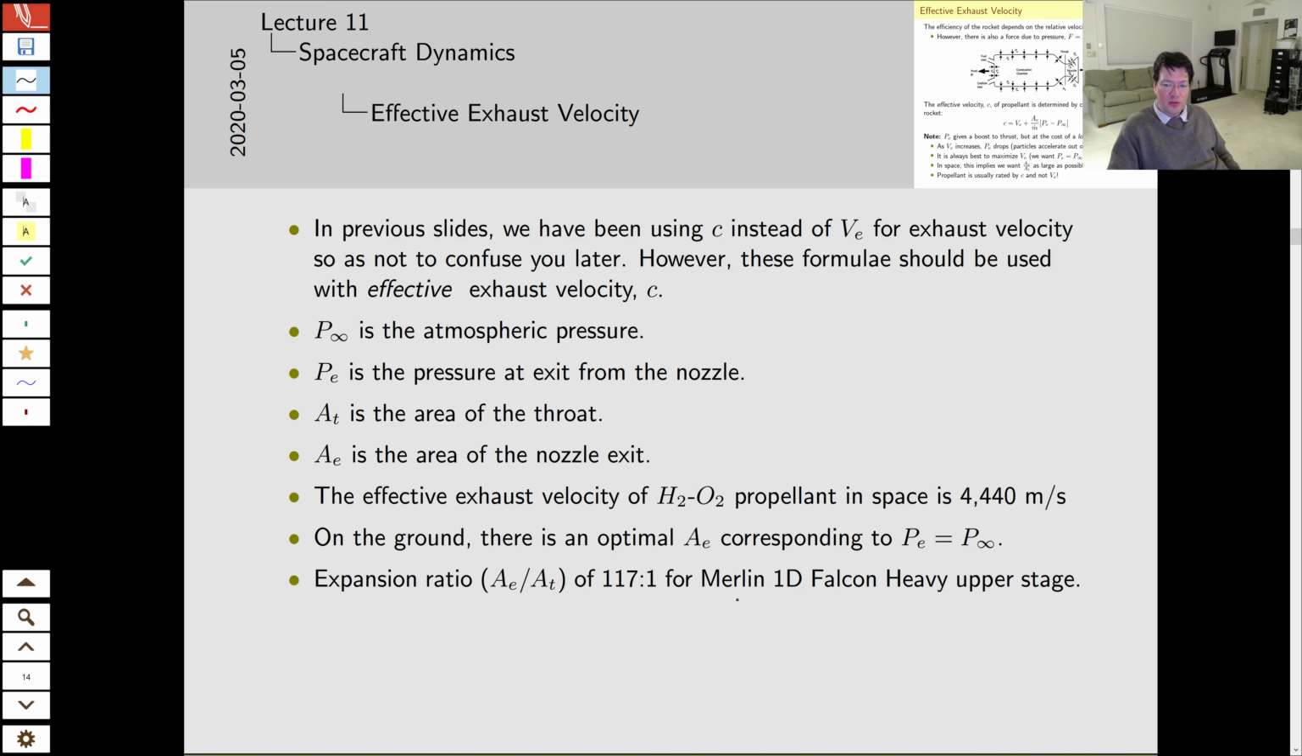So for example, these upper stages really have very large expansion ratios. The Merlin Falcon Heavy upper stage rocket has an expansion ratio of 117 to 1, so it's very large. And just to give an example, the hydrogen-oxygen propellant, which is rated rather high for liquid rockets, is rated at 4.4 kilometers per second, typically.